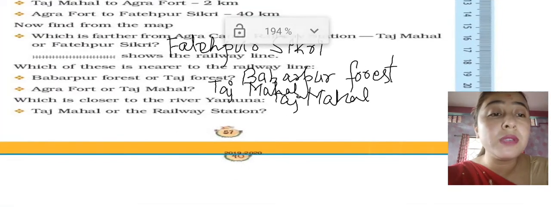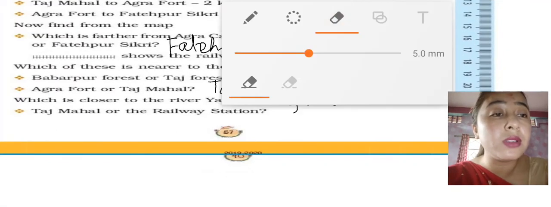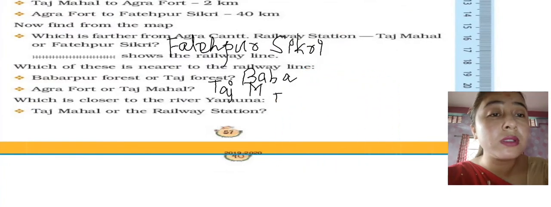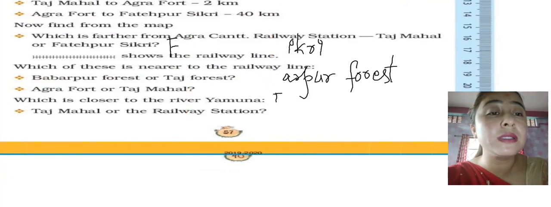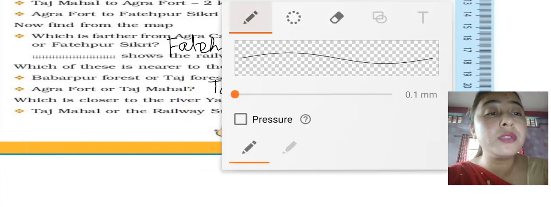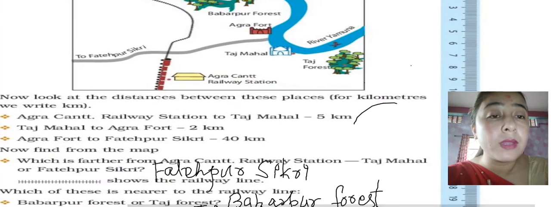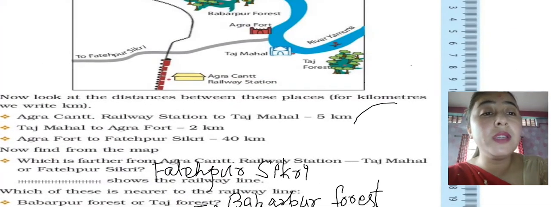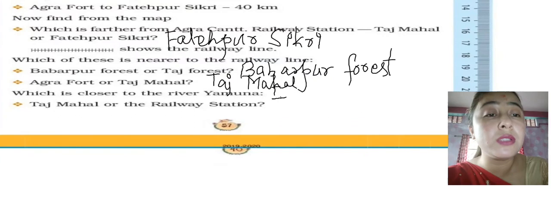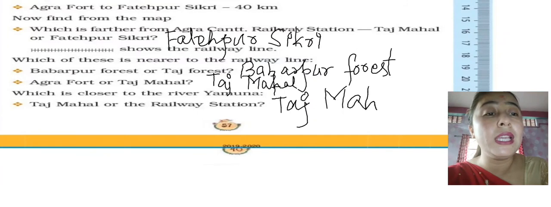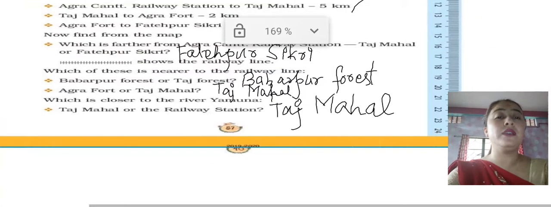Now next question. Sorry, this is not the question. Let me erase this all. Which is closer to river Yamuna? Taj Mahal or railway station? River Yamuna is here, Taj Mahal is here, railway station is here. So Taj Mahal is closer to river Yamuna. So write Taj Mahal. T-A-J, Taj. M-A-H-A-L, Taj Mahal. So in this way you will write the answer.